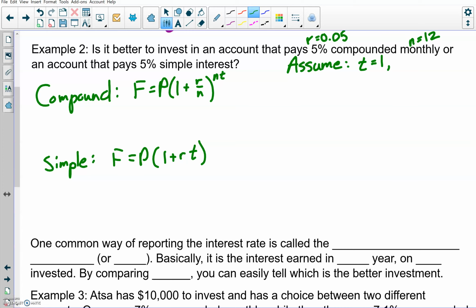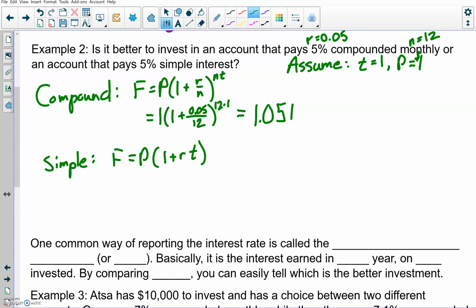And you can also assume that the principal, the present value, is just going to be $1. You don't need to have big fancy numbers in there for the amount. You just can start at $1. It makes everything a little easier. So for this one then, for the compound, we'll have 1 times 1 plus 0.05 over 12 raised to the 12 times 1 power. And when you work that out, you get 1.05.